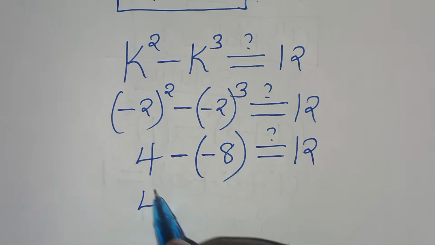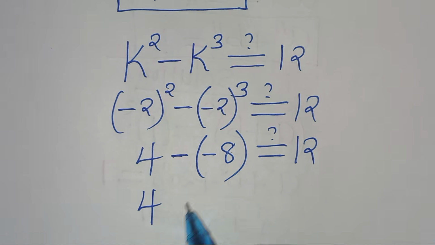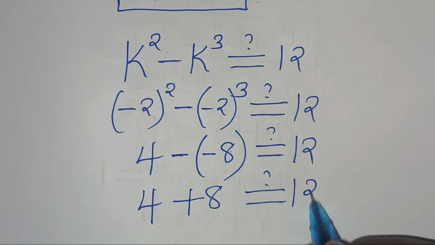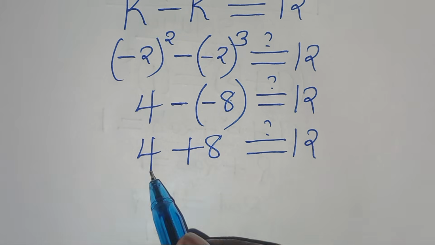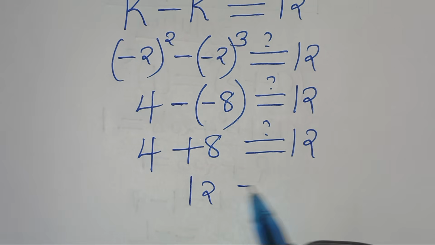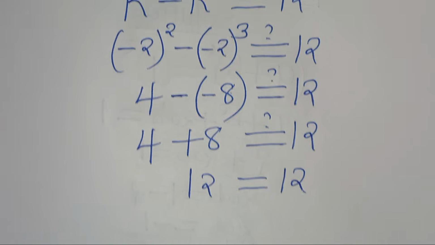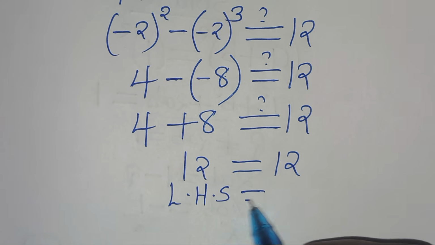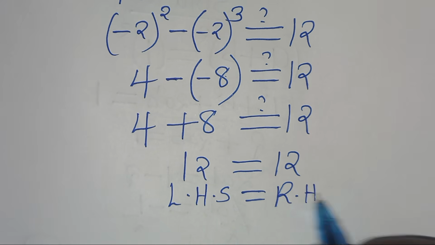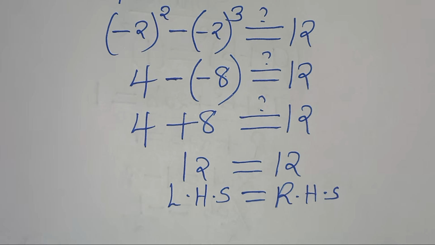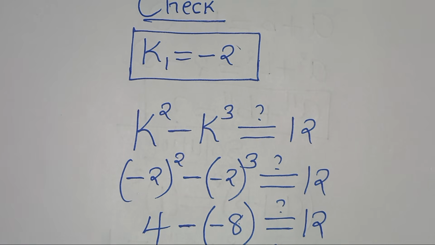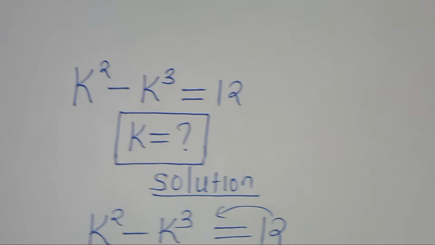So this is 4 minus times minus 8, which is plus 8. 4 plus 8 is 12, which is equal to 12. So this means that the left hand side is equal to the right hand side. And this affirms that the value of k, which is minus 2, a real solution, satisfies the equation.